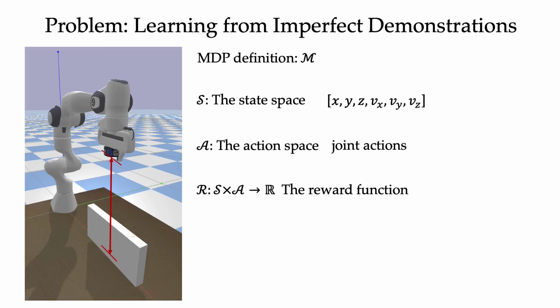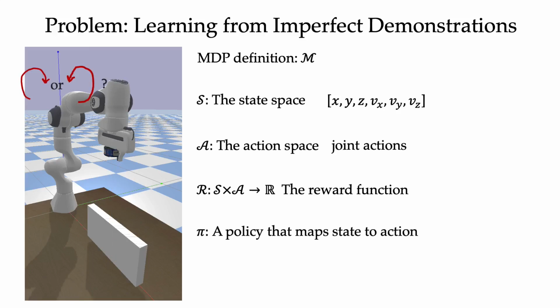For example, here we want to put the can on the table, so the reward can be defined as the negative distance of the can from the table. A policy is a function that maps a state to an action at each step, and the goal is to learn a policy that maximizes the total discounted reward.